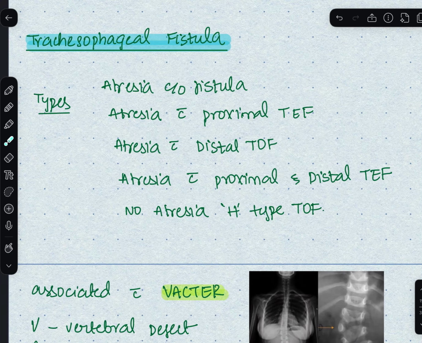In this video, we'll learn about tracheoesophageal fistula. These are of 5 types. One is atresia without any fistula, and the second one is with the proximal fistula, then the distal fistula, and the proximal and the distal fistula. And the last type is where there is no atresia; it is only an H-type tracheoesophageal fistula. Right? So 5 types. One is without fistula, and the last one is no atresia but an H-type TEF. And the other three are proximal, distal, and the proximal and the distal.